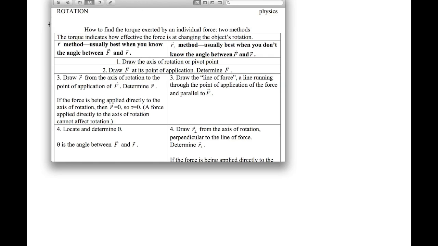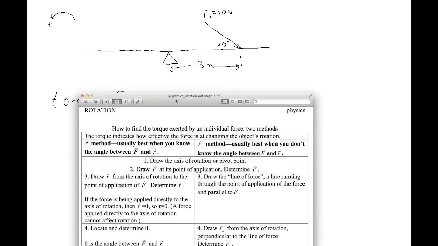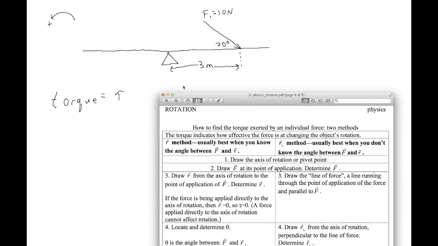So step 1 is to draw the axis of rotation, or the pivot point. Now, in this problem, you were just taking it for granted that this fulcrum here would be the pivot point, and I think that was a good assumption. It would make sense that we're going to rotate around this point. So that's a good thing to choose as the pivot point. Step 2, you draw the force at its point of application. I already did that for you. Where is the point of application of the force? What I mean by that is this point here. This would be the point of application of the force, and we already know that.